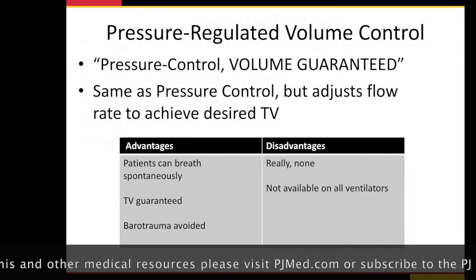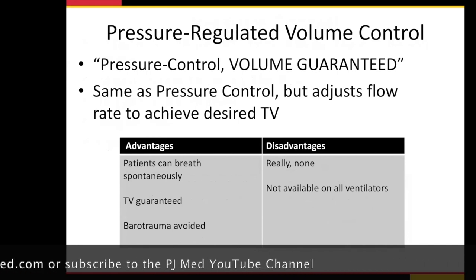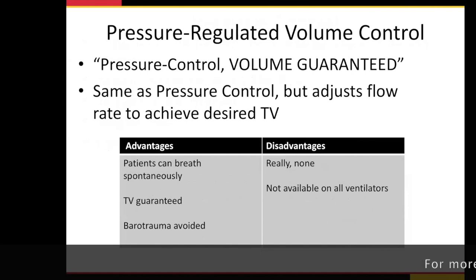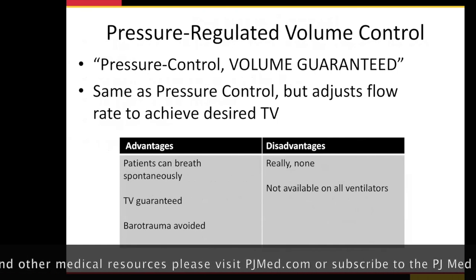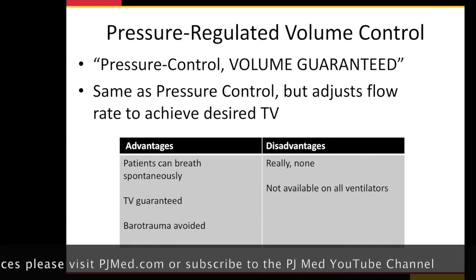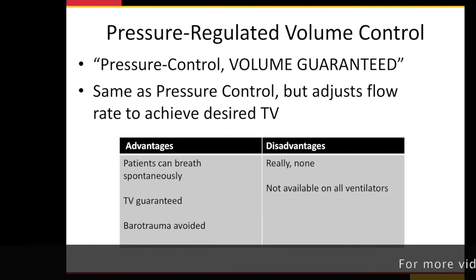The second to last one I'll talk about, pressure regulated volume control. So if you wanted to have the best of both worlds, you're saying to the ventilator, okay, I want a tidal volume of say 500 mils, but I do not want you to go above 30 centimeters of water. I do not want you to give more pressure because I just want the exact tidal volume, and I don't want the pressure that goes with it. The ventilator will try to do this. It'll adjust the flow to give you your target tidal volume, but it won't exceed the pressure. So it's kind of the best of both worlds.